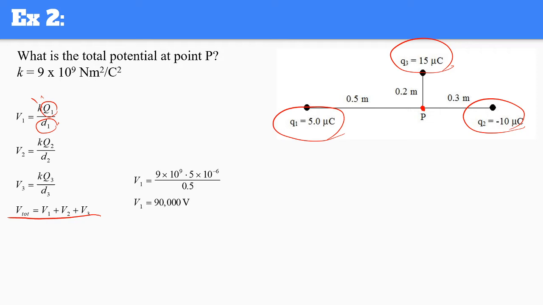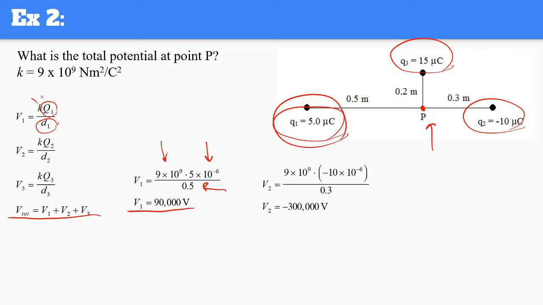So what is V1? It is kQ divided by distance. So k is known, Q is known, and distance is known. We just plug them in and find the answer. Once we plug them in, we find that the potential at point P created by charge 1 is 90,000 volts.